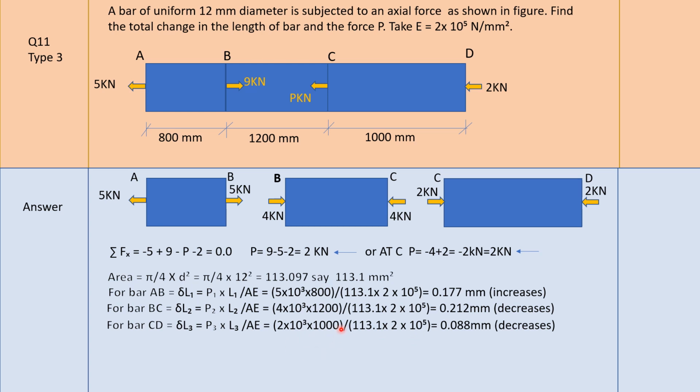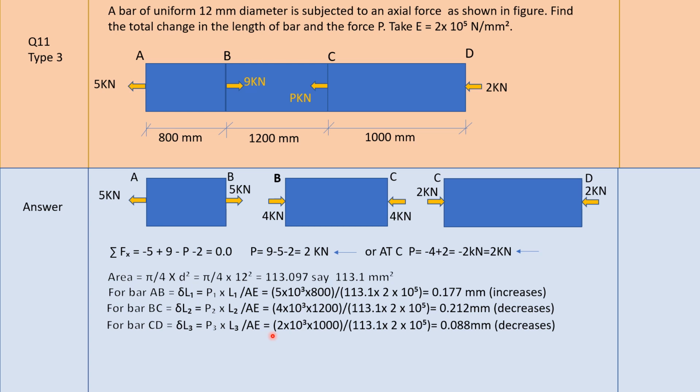Put the bracket in the numerator, put the bracket in the denominator, and take the calculators in your hand and start pressing the buttons from here. Bracket open, 2 in exponential 3 into 1 0 0 0 bracket close divided by bracket open 113.1 into 2 exponential 5 bracket close is equal to, now check the answer. Are you getting 0.088 mm?